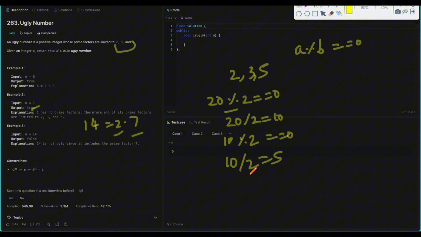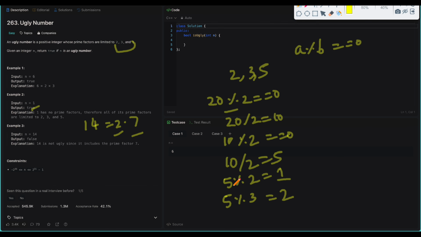And now we will check, is 5 divisible by 2? And the answer is no, because we get 5 modulo 2 as 1, which is not 0. So that is why this number is not divisible by 2 anymore. So now we will try the same approach with 3. So we will check, is 5 divisible by 3? And the answer is no again, because we will get 5 modulo 3 equal to 2.